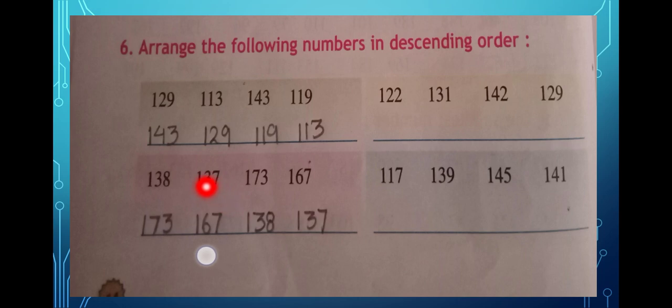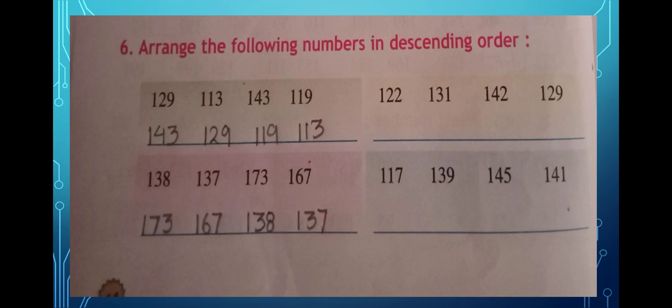Now in the tens place, these numbers 138 and 137 are having the same number. So we have to see the ones place. So in the ones place, here it is 8 and here it is 7. That means 8 is bigger than 7. So 138 is the third biggest number and 137 is the last.